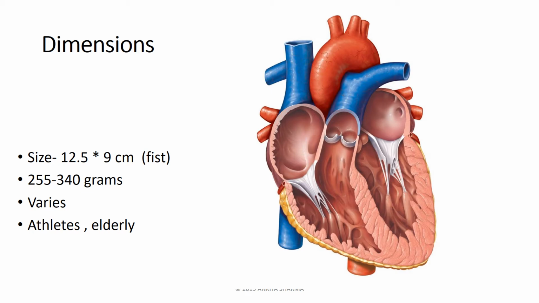Okay, it has to generate a pressure so that the blood can go far away to meet each and every tissue's oxygenation demand. Coming to its dimensions, in an average adult male it is about 300 grams, and in an average adult female its mass is 250 grams. Its size is just like your fist, जो आपकी मुट्ठी का size है, it has the same size.